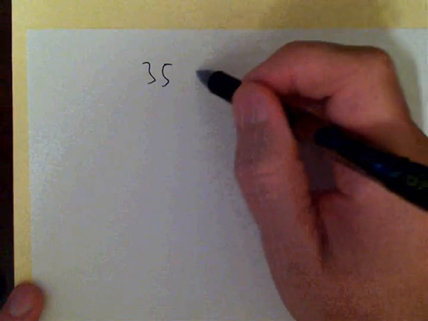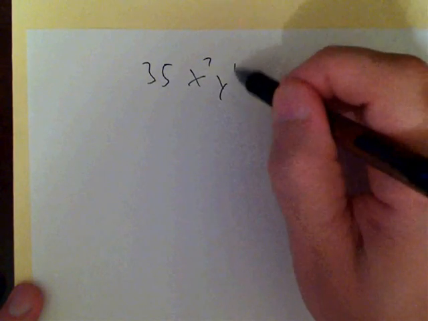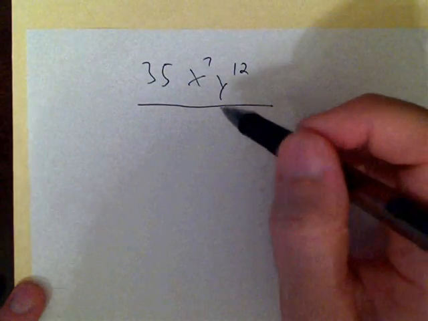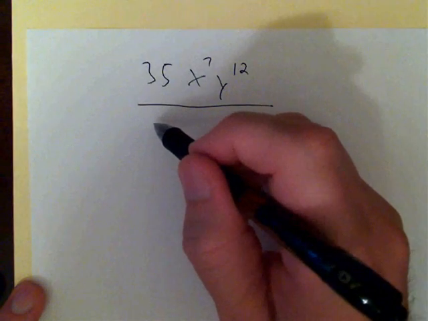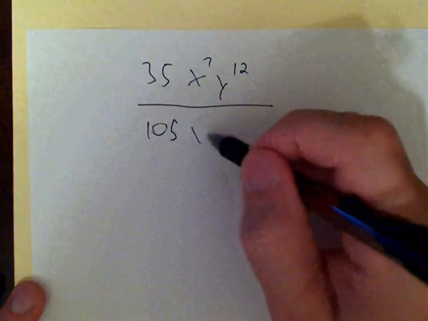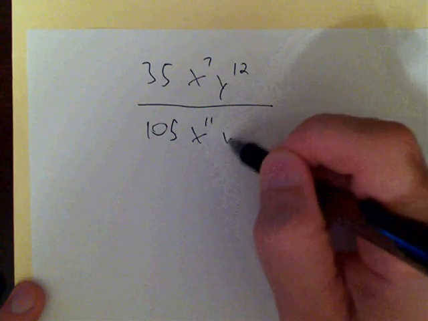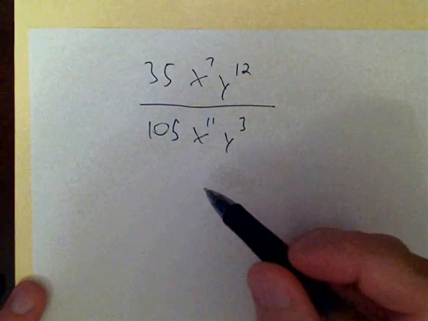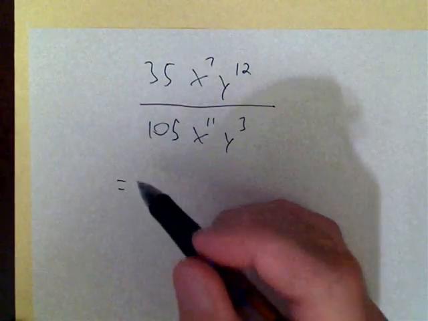In fact, I think we should do one more of those, and let's just do a crazy one. Let's just make up one and see how bad we can make it, and see how little work we can use to find the result. So let's use 35 x to the 7th y to the 12th over, well, I don't know, let's try 105 x to the 11th y cubed. Now believe it or not, once you get the hang of this, you're going to realize that the variables are the easiest part of this problem. Watch this.